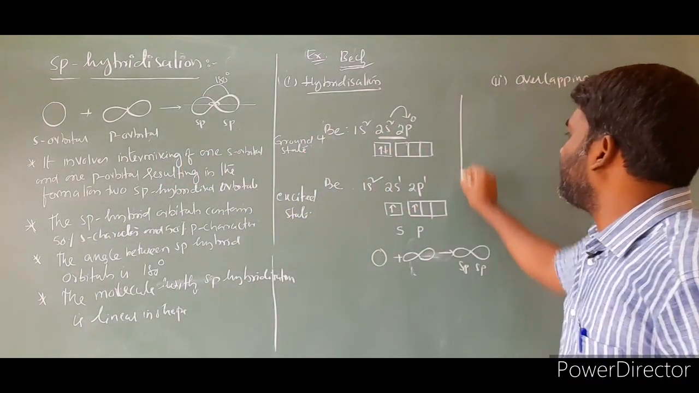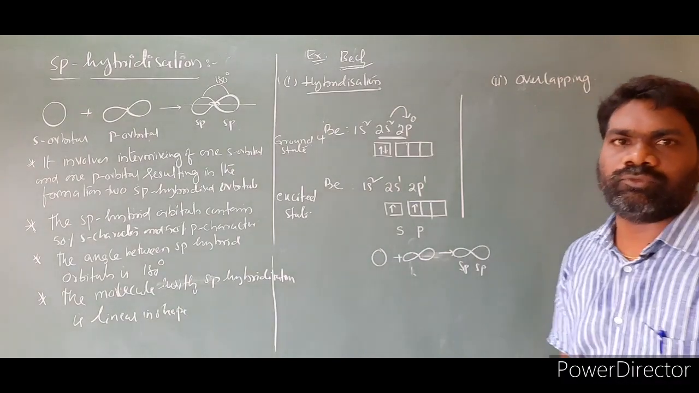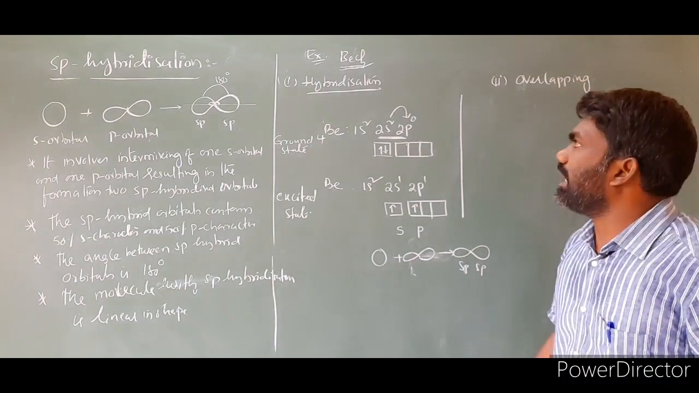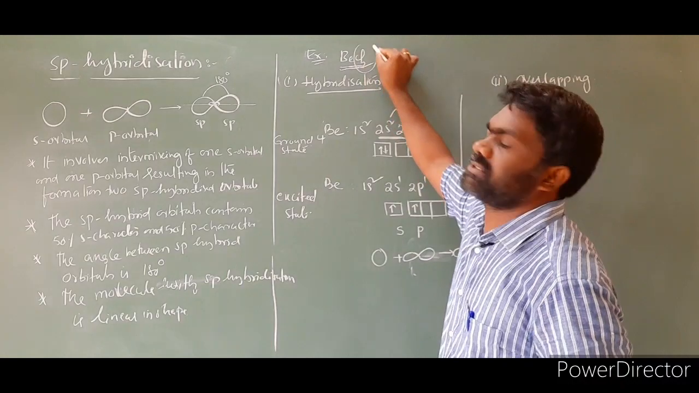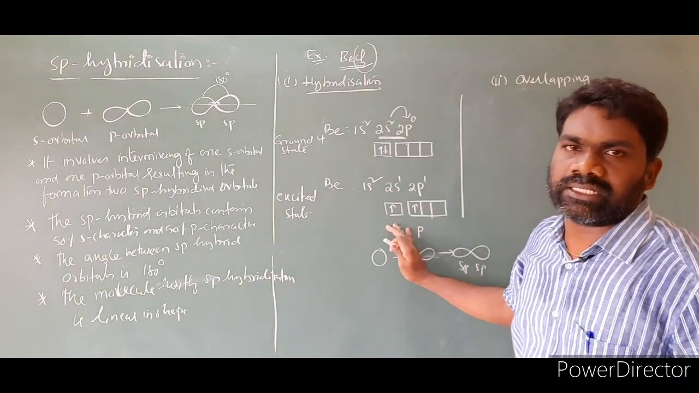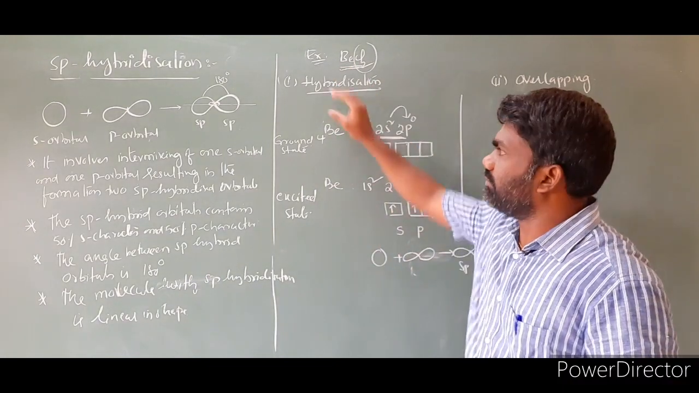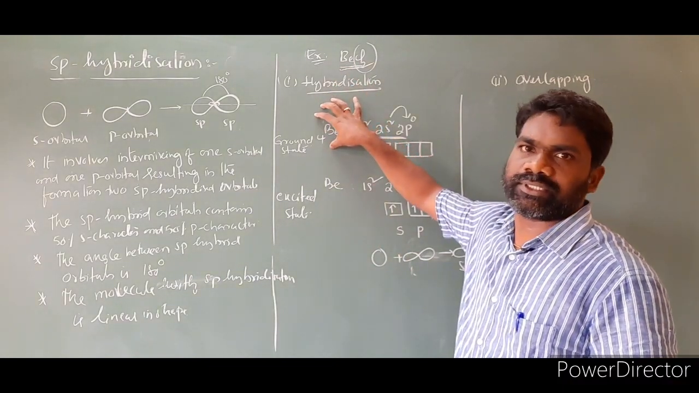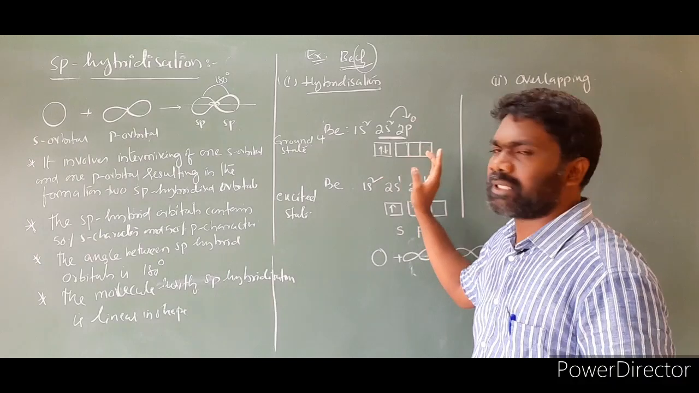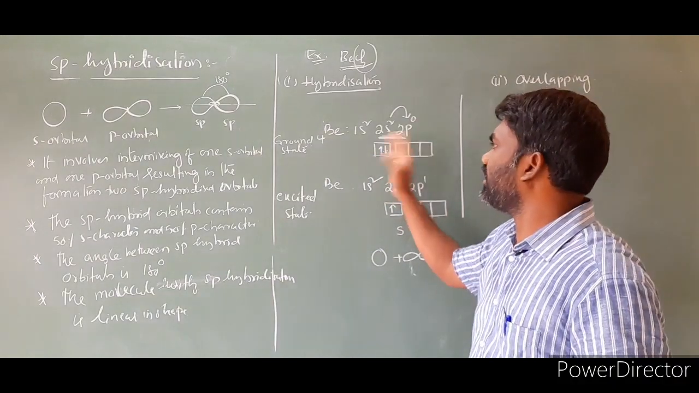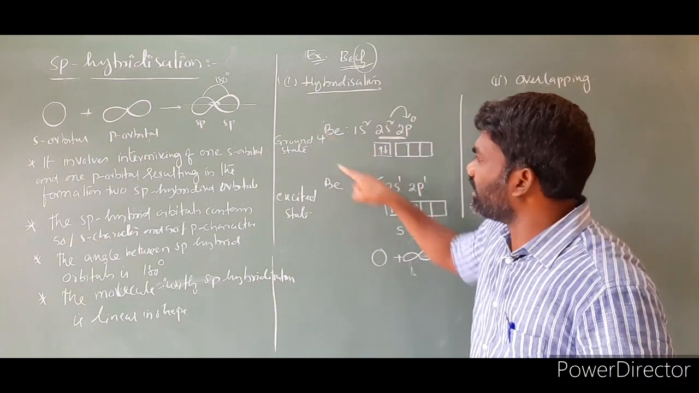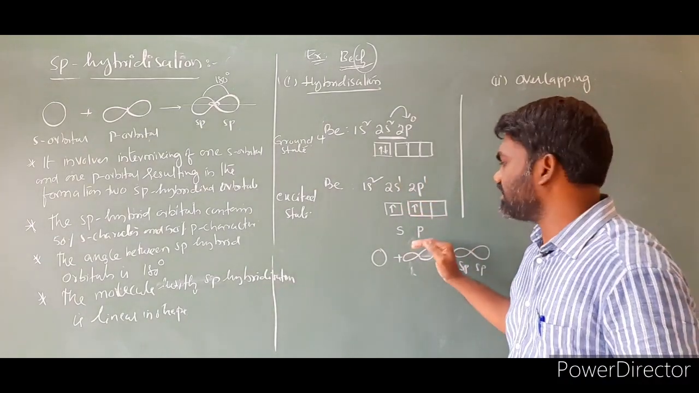After completion of the hybridization step, we have to go to the overlapping step. In overlapping, we have to take the chlorine atoms. In hybridization we did not consider the chlorine atoms. Don't confuse here. First I took the beryllium only. For the beryllium, first I wrote the electronic configuration in the ground state. I took the orbital boxes, filled the electrons in the boxes, then one electron jumped here. Then I got this electron configuration.